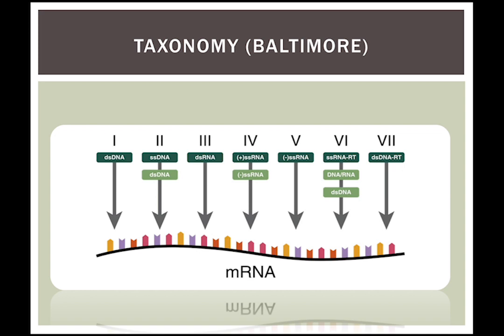Group 6 is the single-stranded RNA viruses that are retrotranscribing. And group 7 is the double-stranded DNA viruses that are retrotranscribing. So these are the so-called retroviruses.